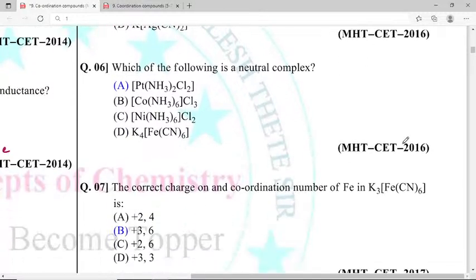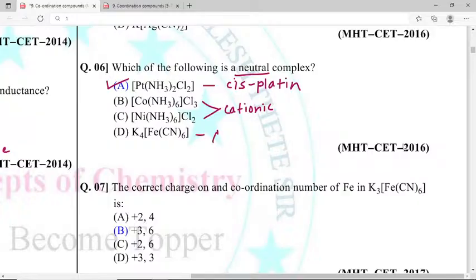Which of the following is a neutral complex? Option A is the neutral complex, called cisplatin. This is cisplatin. Number two complex is a cationic complex. So these are cationic, and these are anionic complexes, having negative charge.